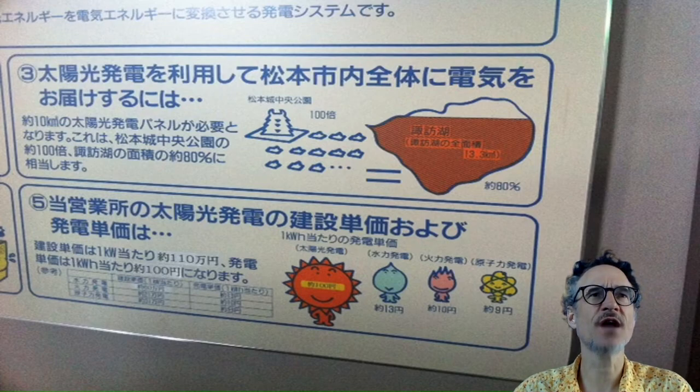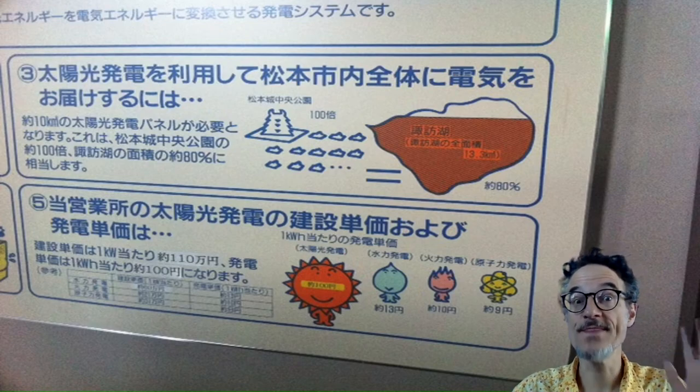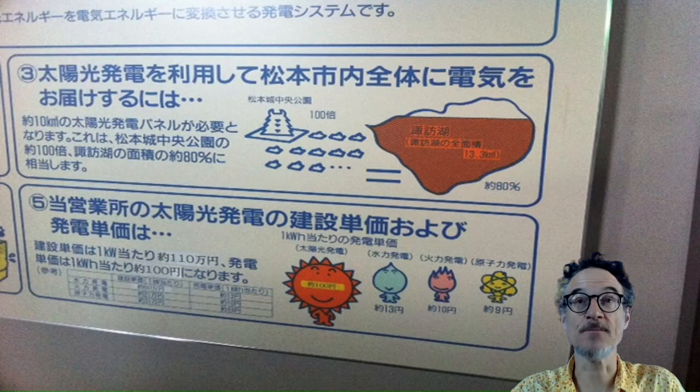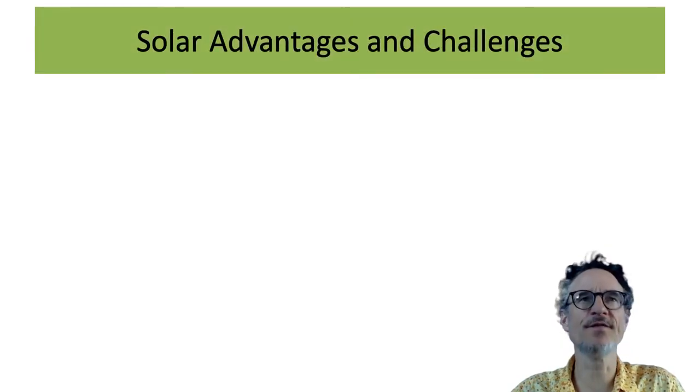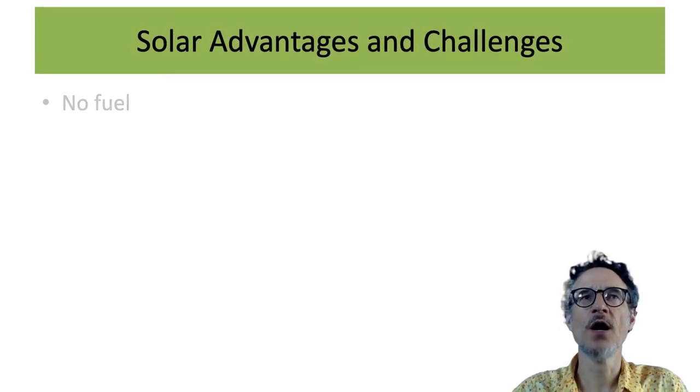I look at this and say, oh, so we should have solar panels on every roof in Matsumoto. Then we can produce our own electricity. Because there are advantages with solar power. Solar power doesn't need any fuel.